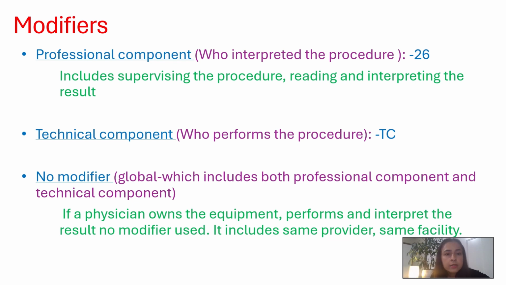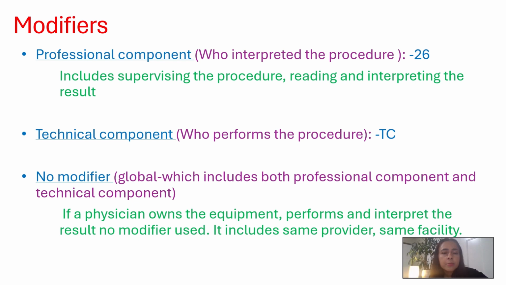Modifier. So there are different kinds of modifiers. The first one is the professional component. This says who interpreted the procedure, and the modifier used is 26. It includes supervising the procedure, reading and interpreting the result. Technical component means who performed the procedure, and the modifier used for the technical component is TC.